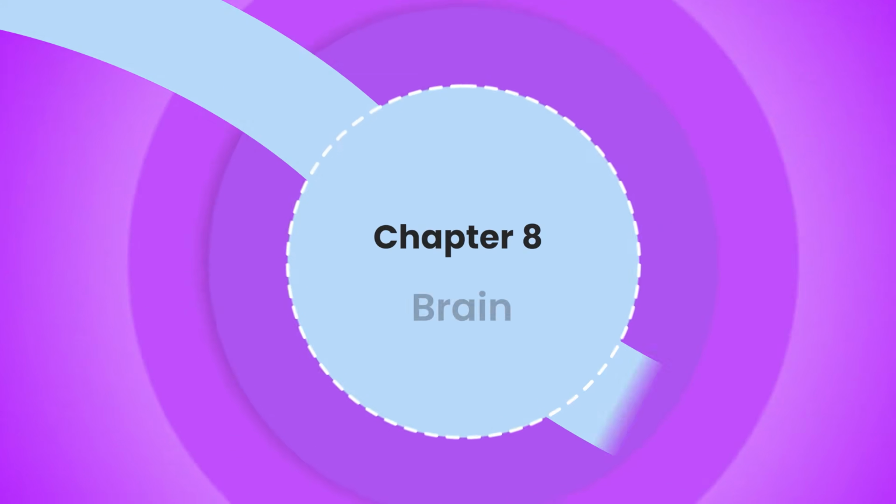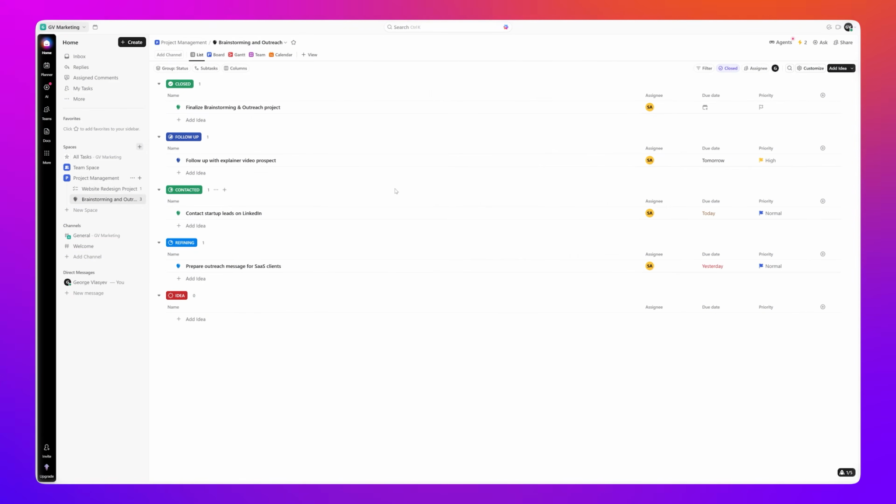Speaking of AI, let's talk about ClickUp Brain, the built-in AI assistant. Chapter 8, Brain. ClickUp Brain is designed to help you work faster by pulling information from your workspace and helping you create, summarize, and organize content without switching tools. Now, there are three main ways ClickUp Brain helps. First, AI knowledge. ClickUp Brain can answer questions about your workspace.